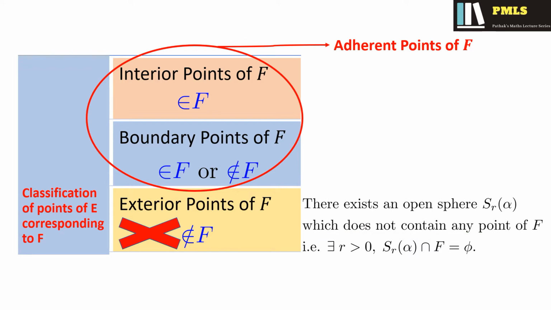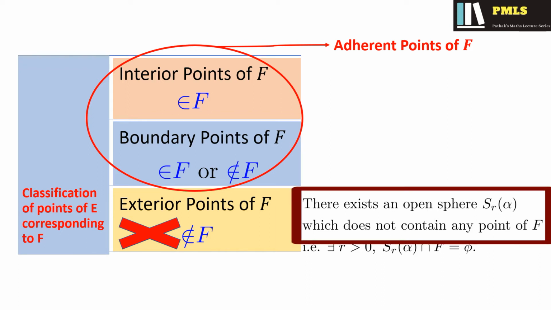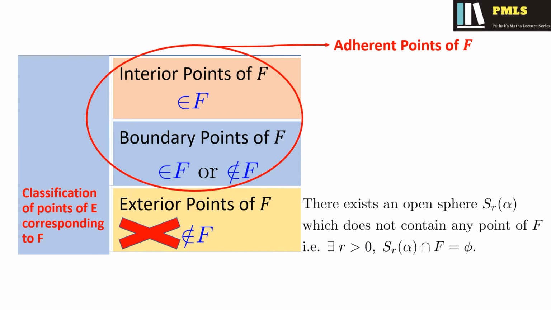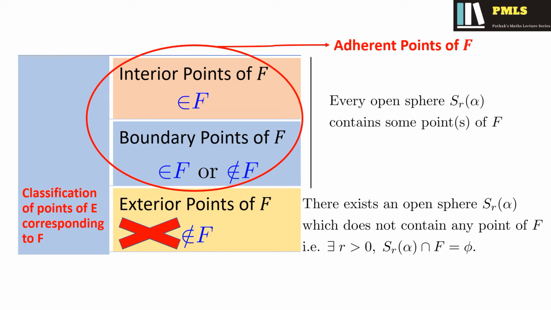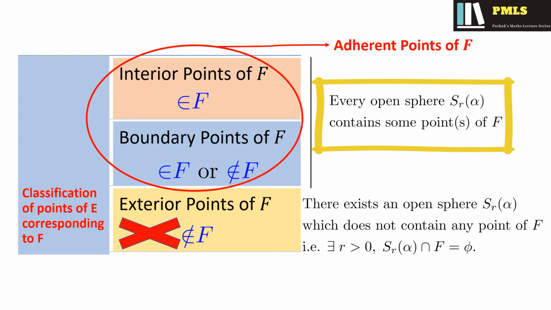And in symbol, we are writing that there exists r greater than 0 such that S_r(α) intersection F is equal to φ. Now, in order to exclude exterior points, we shall have to formulate a statement which negates this statement. What we are saying is that for α to become an exterior point, we need at least one open sphere with center at α which does not contain any point of F. When will it be not possible? Obviously, when every open sphere centered at α contains some point of F. Hence, the statement of negation is every open sphere S_r(α) contains some point or points of F.